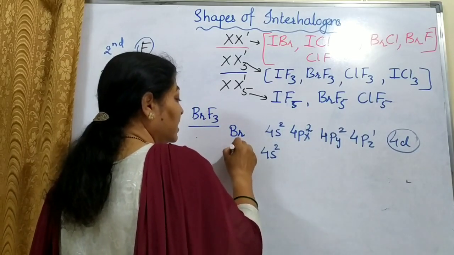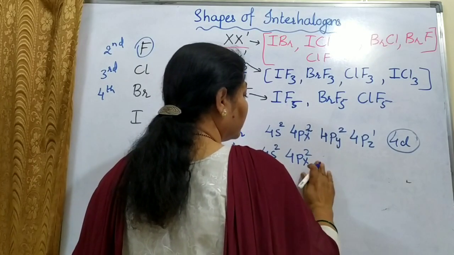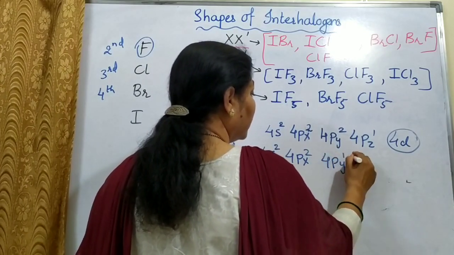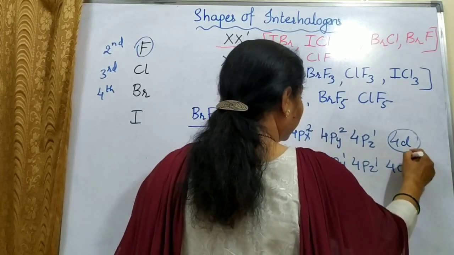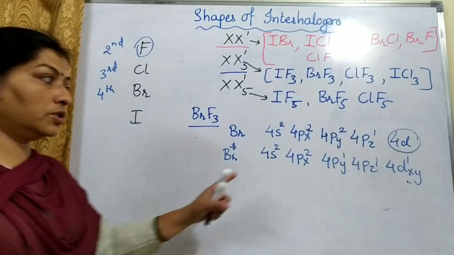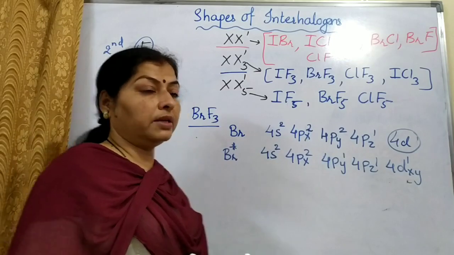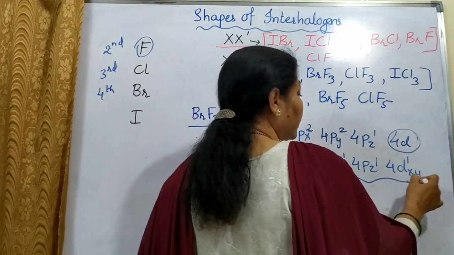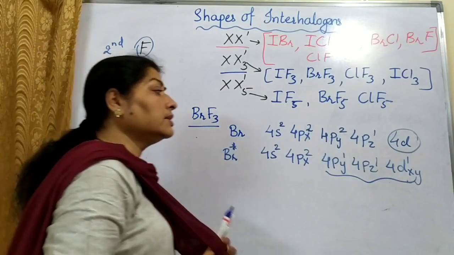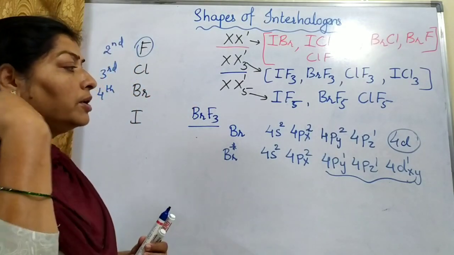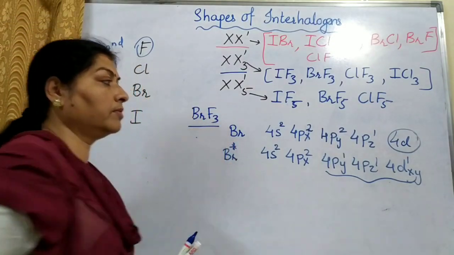So Br in the excited state will be 4px2, 4py1, 4pz1 and 4dxy1. Now there are 3 unpaired electrons available with bromine and 2 lone pairs. According to VSEPR theory, valence shell electron pair repulsion theory, these 3 unpaired electrons are going to make bonds with the single electron available from F.